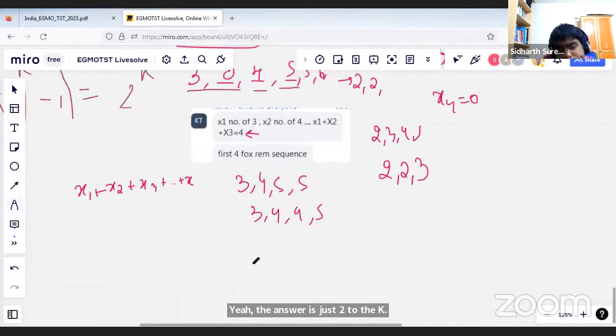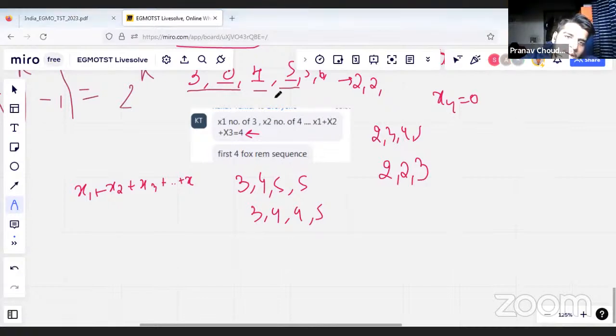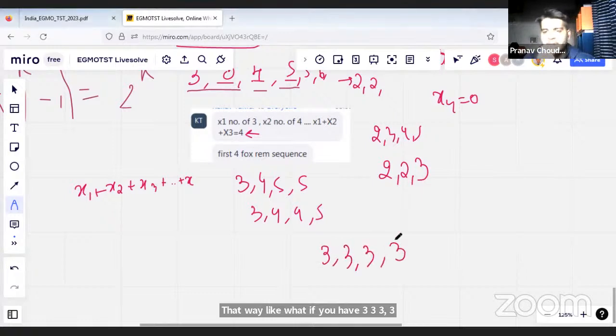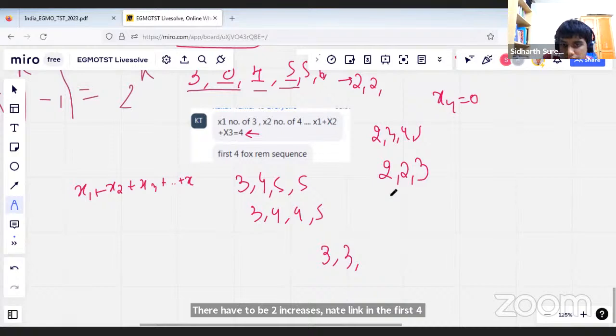Wait, how does it do? That's 0. Oh, right. Wait, is every sequence possible that way? What if you have 3, 3, 3, 3? This does not work, right? You didn't satisfy the number of ups, the number of increases. There have to be 2 increases in the first 4 steps. Otherwise the first 3 isn't satisfied, right? If you just put 3, 3, 3, 3.